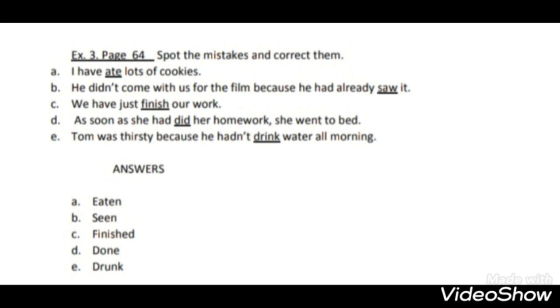Next is sentence B. He didn't come with us for the film because he had already saw it. Which tense is here? Had is here. So this is past perfect tense. He didn't come with us for the film because he had already seen it. See, saw, seen. The second form is given here. This is wrong. In the place of saw, students, you write seen.